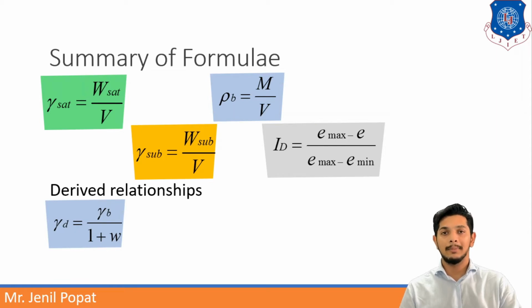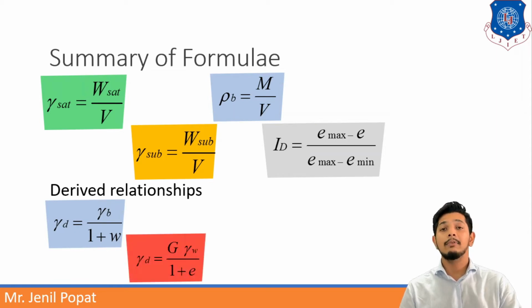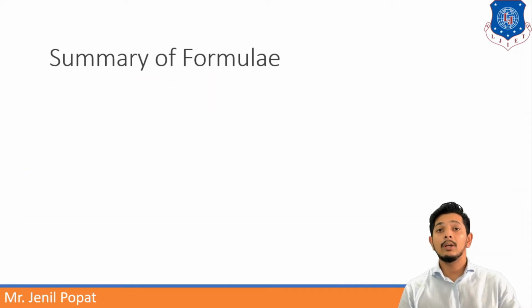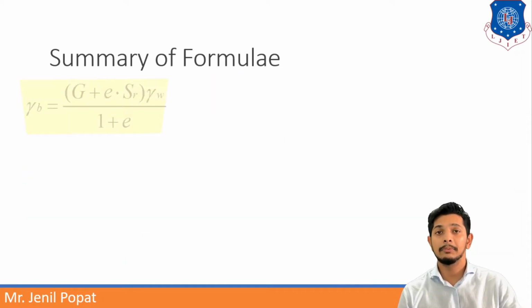Let us move to some derived relationships like we have previously derived. Gamma D is equal to gamma B upon 1 plus w. Same way, gamma D is equal to G into gamma W upon 1 plus e. n is equal to e upon 1 plus e. Same way, e is equal to n upon 1 minus n, and e is equal to w into G upon Sr.